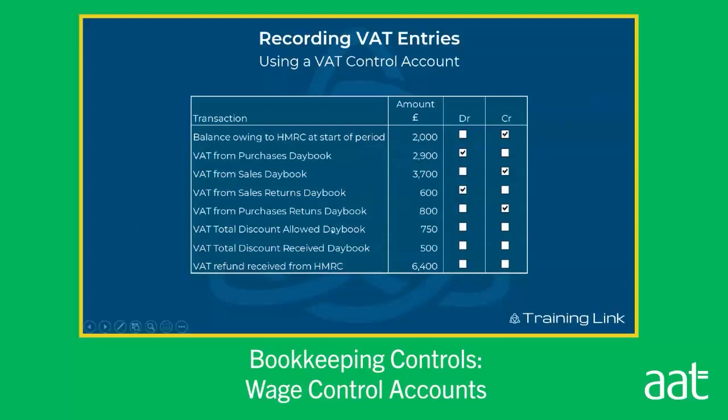Well, discount allowed is where we've allowed a discount to our customers. Therefore, the VAT on that discount that we've given them isn't going to be paid to us. So we can't pay money over to HMRC that we haven't received. So the discount allowed day book reduces the liability to HMRC.